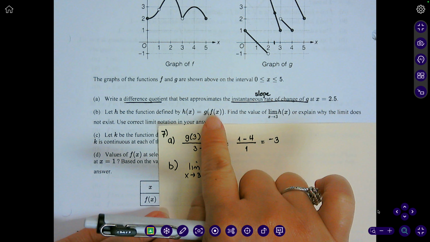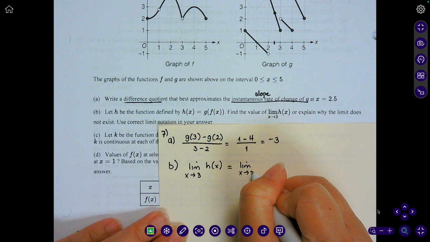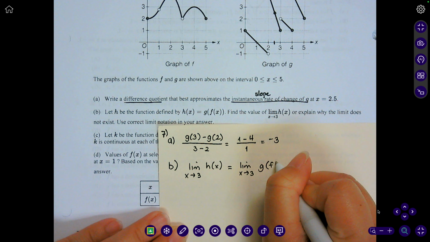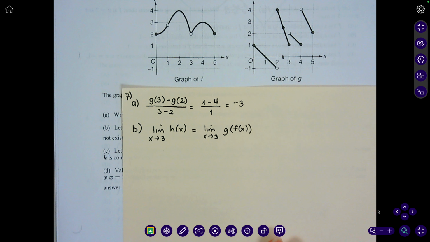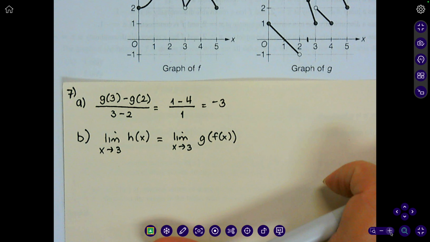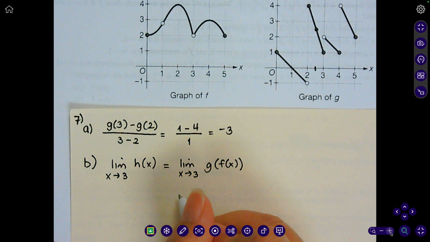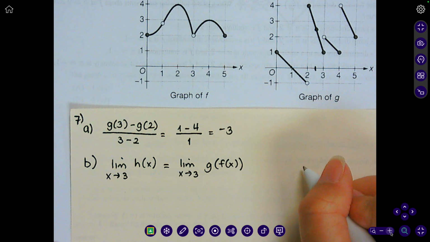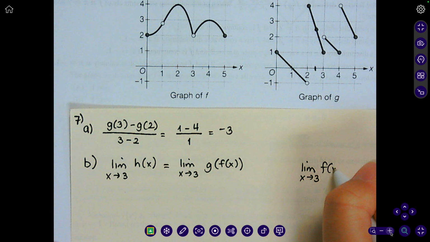So I want to find the limit as x approaches 3 of h of x. I know what h of x is. It's this composition. So I'm going to write that: the limit as x approaches 3 of g of f of x. Now, do you guys remember we talked about this one? Yes? In order to find the limit of a composition, I need to make sure I find the limit of the inner function first. You guys good? So what I need to do is find the limit as x approaches 3 of f of x first.